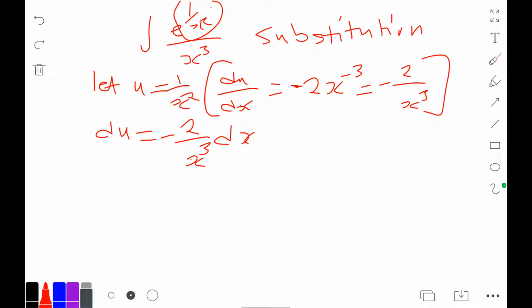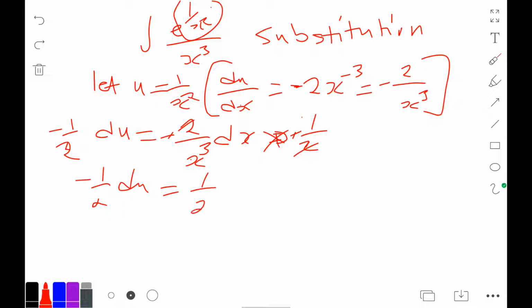Now we can multiply our du by negative 1 over 2. When we multiply this equation by negative 1 over 2, even this side here we multiply by negative 1 over 2. The 2 is going to cancel with this one, and the negatives cancel. Then we're left with negative 1 over 2 du equals 1 over x cubed dx.